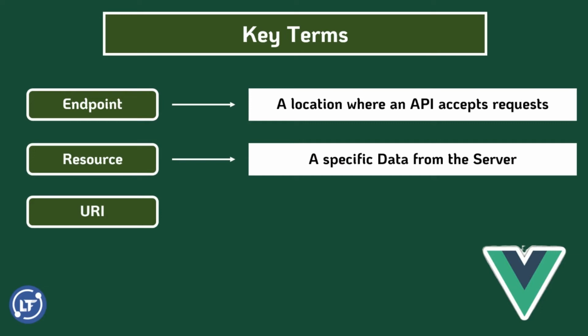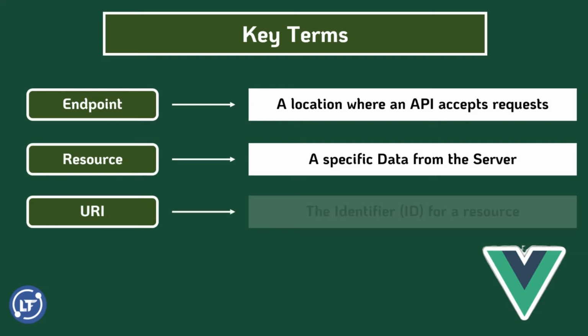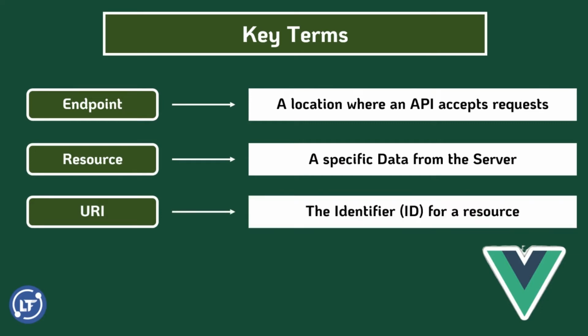Now, another thing we have is the URI. The URI is basically the identifier, that is the ID, for a particular resource. So let's say you need to get a particular blog post, and using my previous example, we have google.com/API/blogs. Okay, so let's say you say /API/blogs/1. That exactly is the URI for that particular resource. All right, let's move on.